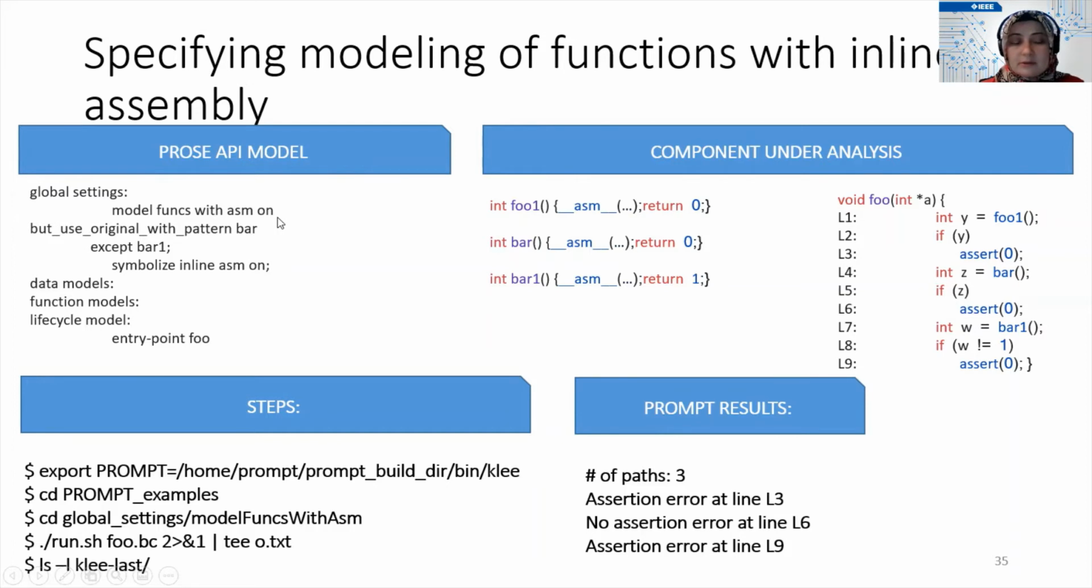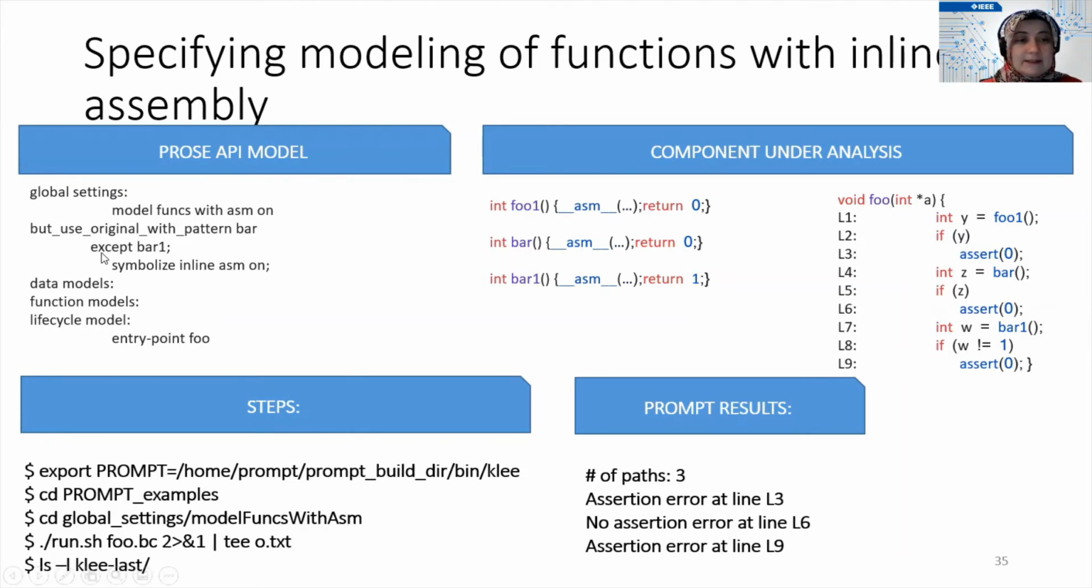But there may be certain functions that have inline assembly, but we still want them not to be modeled. For instance, we don't want to model bar, although we know it has inline assembly. Then we can use this keyword or phrase, use original with pattern, and specify our pattern as bar. This is like any function that has bar in its name will not be modeled and will use the original definition. Yet, there may still be some functions that we want to model, although they have bar in their names.